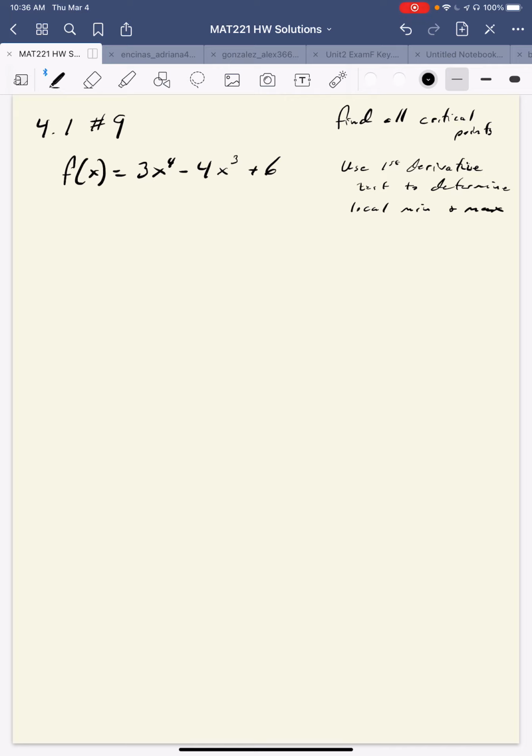I'll start with Section 4.1, problem number 9. In this problem, we're asked to find all the critical points and then use the first derivative test to determine the local minimum and maximum. And so first we'll start by finding all the critical points.